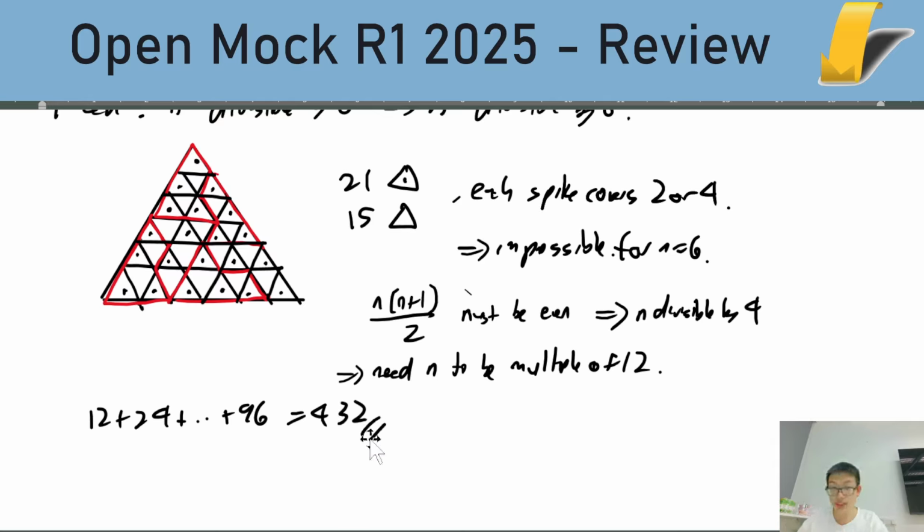And this is the sum of all possible multiples of 12. Turns out to be correct, and I will let you try to work out how it would tile a 12 by 12 yourself. So as you can see, this somewhat feels a bit unsatisfying.